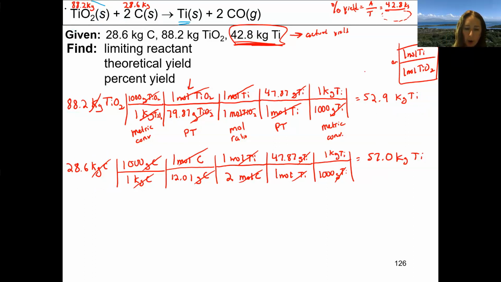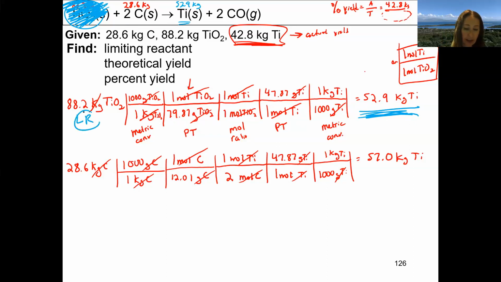If I use all of this, I make 52.9 kilograms of Ti. So that means after all of my TiO2 is used, it's all gone now. I used all 88.2 grams. I made 52.9 kilograms of Ti. Well, that means after I've made 52.9 kilograms, I've got no TiO2 left. So I could have never gotten to 57 because there's no reaction, because this is all gone.